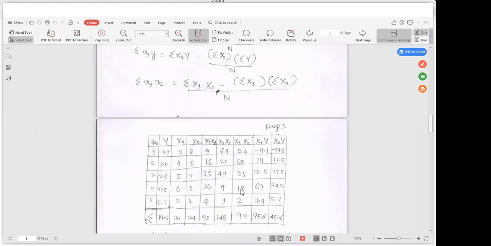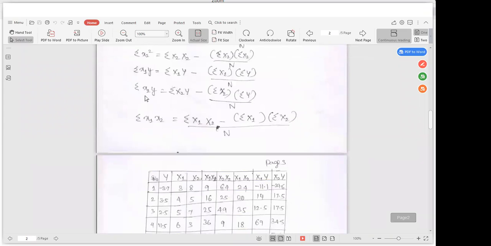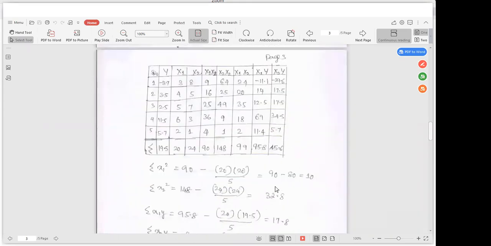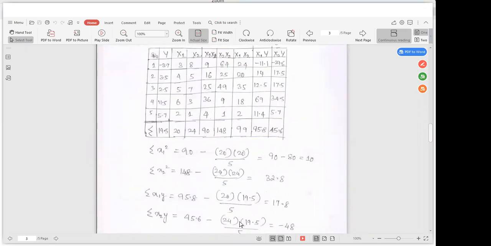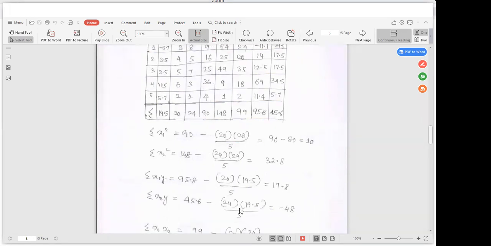Now summation of x2y will be equal to summation of x2y minus summation of x2 into summation of y divided by n. Summation of x2y is 45.6, minus summation of x2, which is 24, into summation of y, which is 19.5, divided by 5, will be equal to 48.